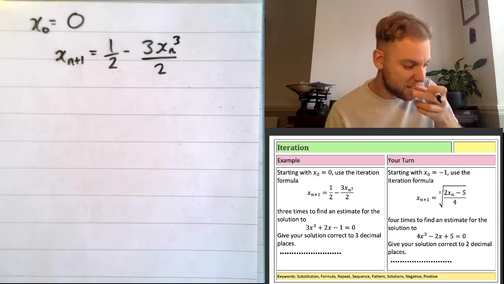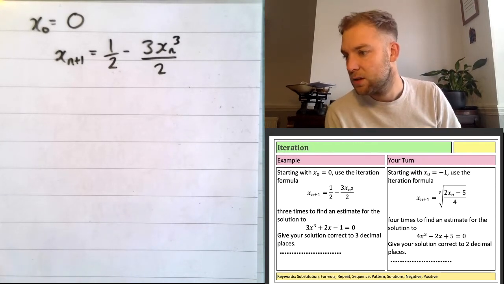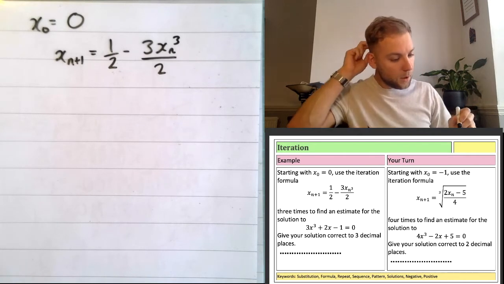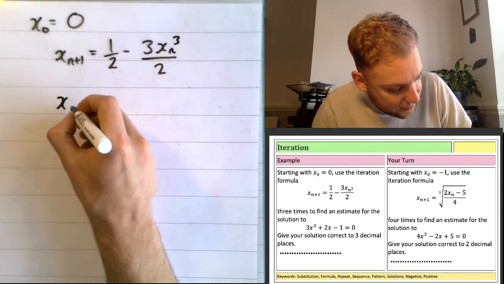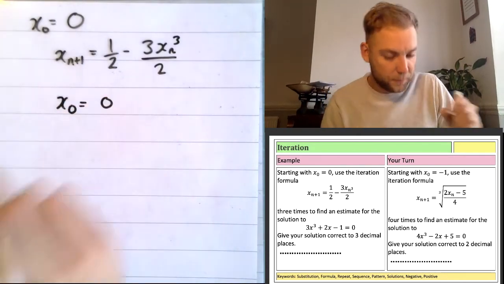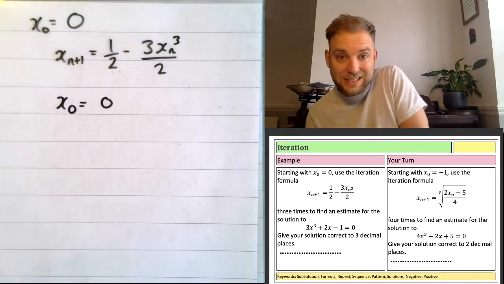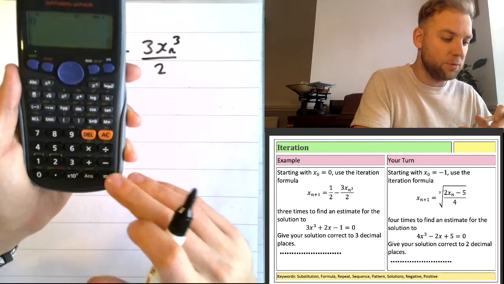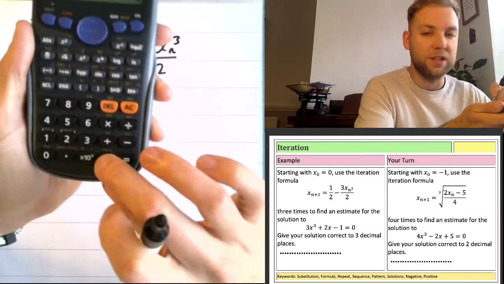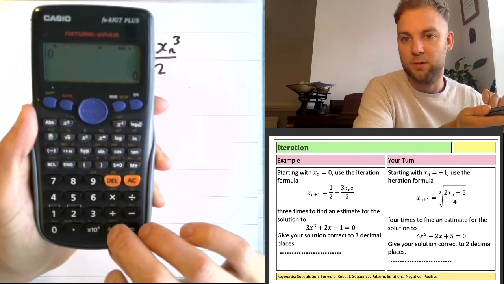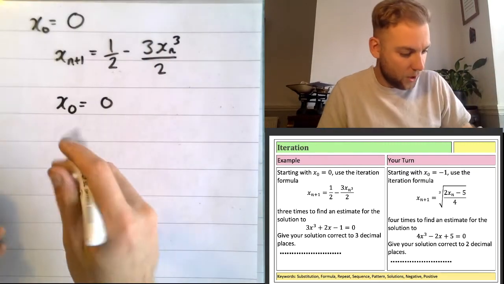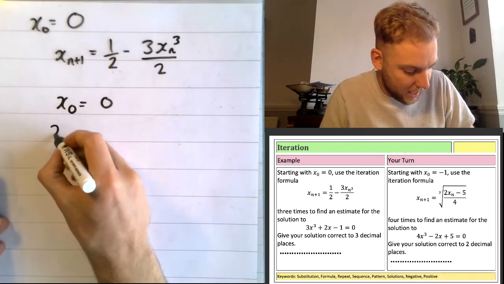So use the estimate 3 times to find the solution for this. Okay, so I know that x of 0 is equal to 0. First thing I need to do with this is to store that in my calculator. So 0 equals. Okay, that's now stored. Let's check. Press 0 equals, press answer. Is it 0? Yes, it is. Brilliant. So I'm then going to sub 0 into my next one.